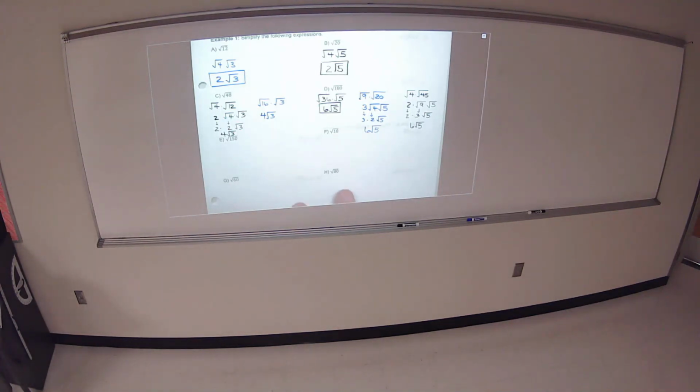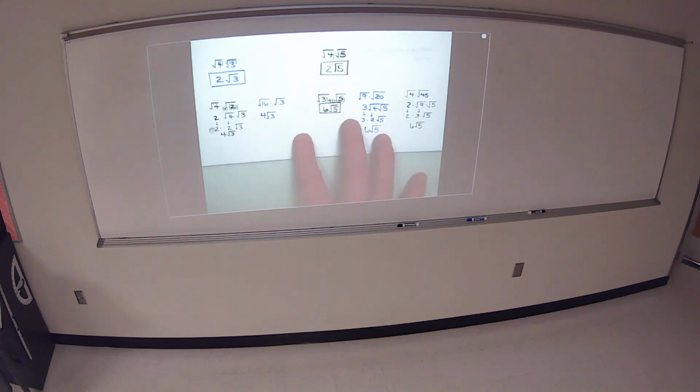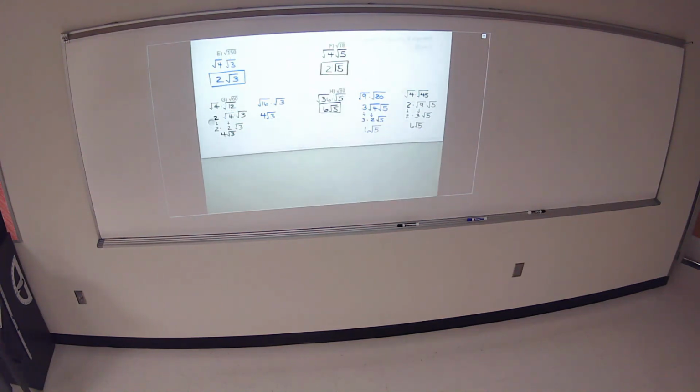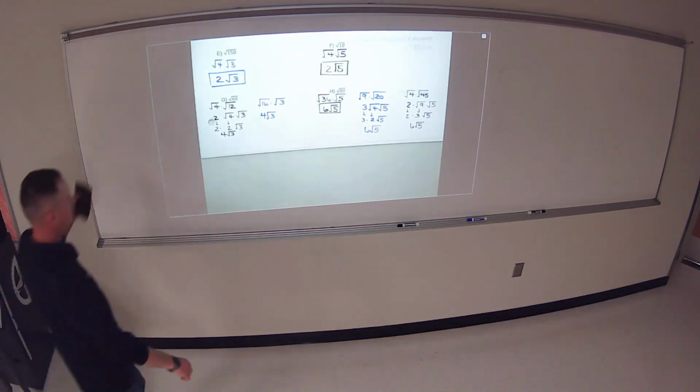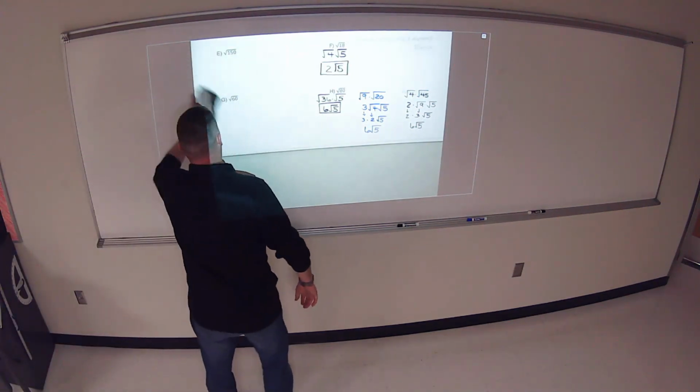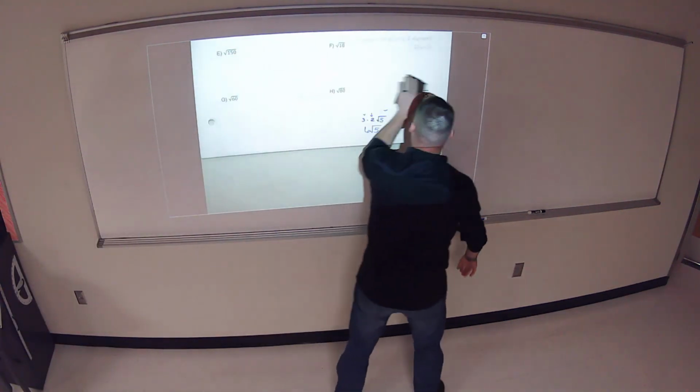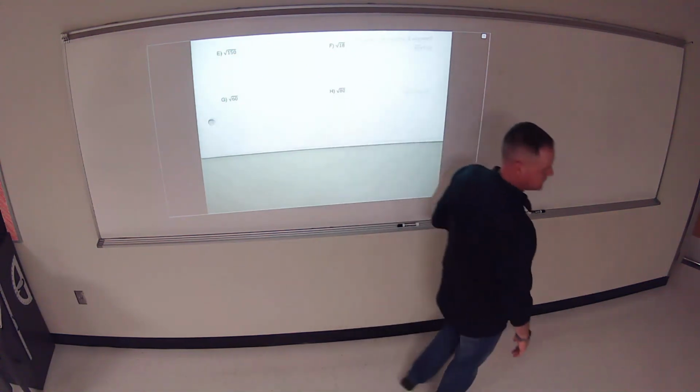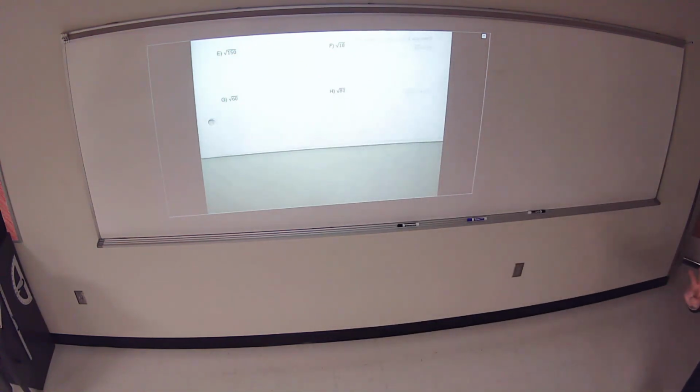Remember, once you square root a number, it's no longer inside of your square root symbol. I've seen most people getting on the right track, but they've kept that in there too long. I will tell you that E and F can only be done one way. G can also only be done one way, but H can be done a couple different ways.